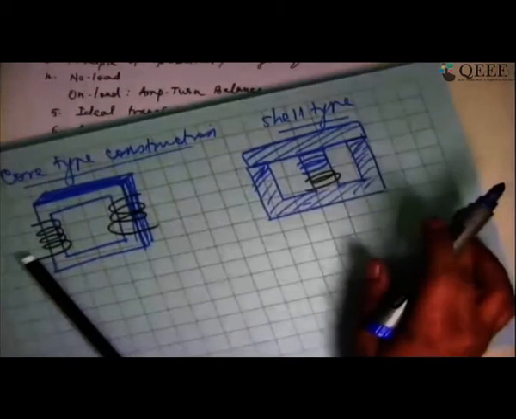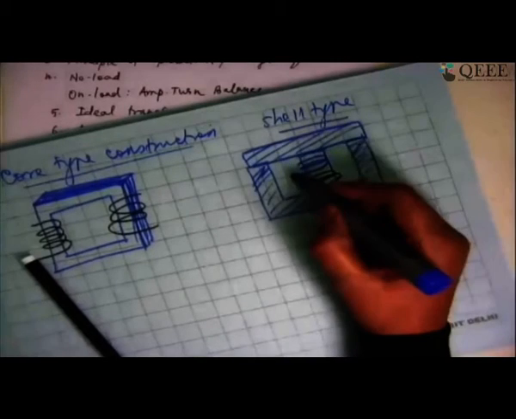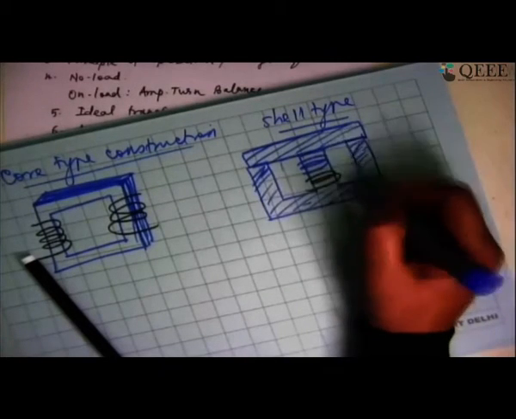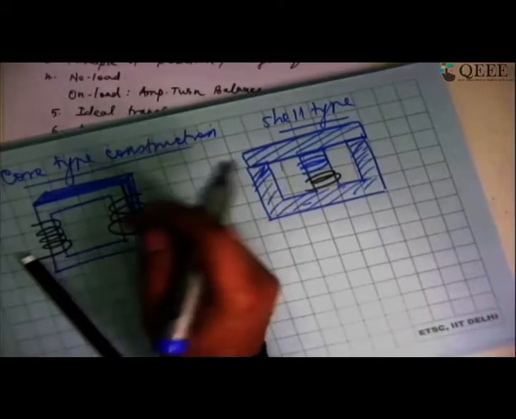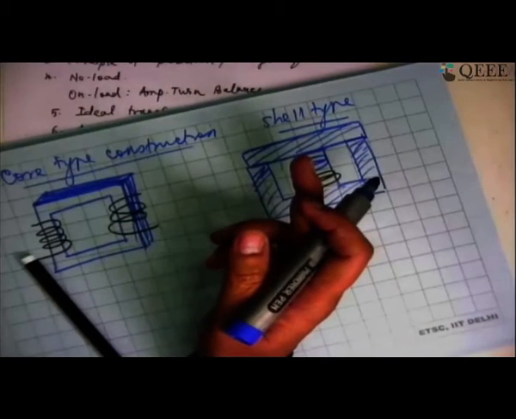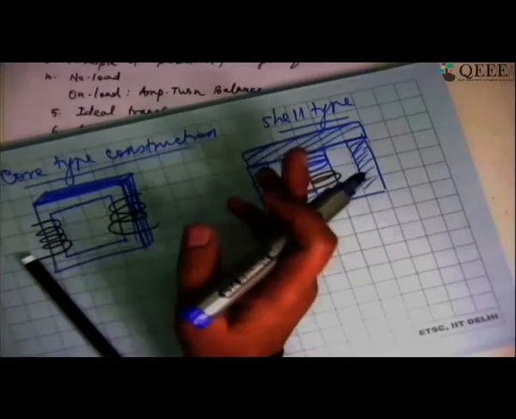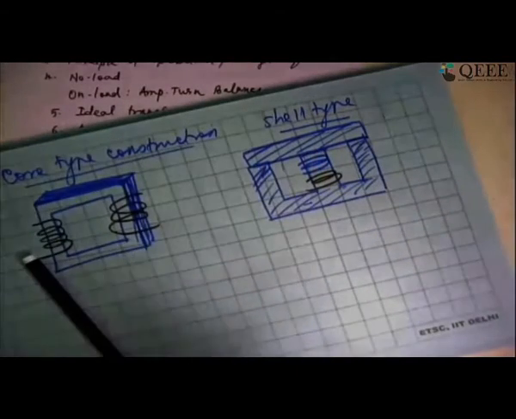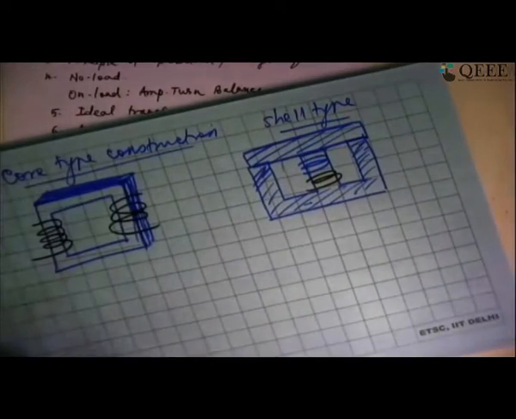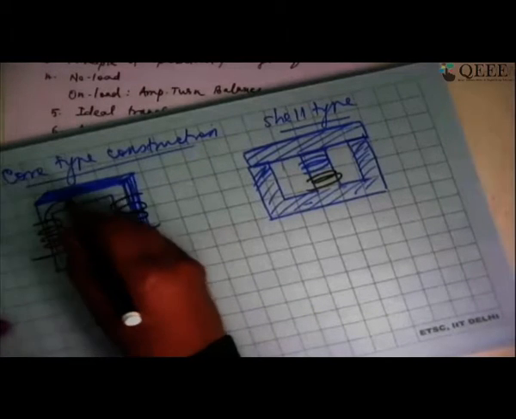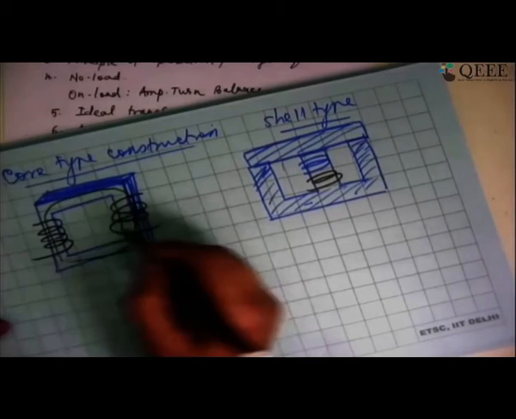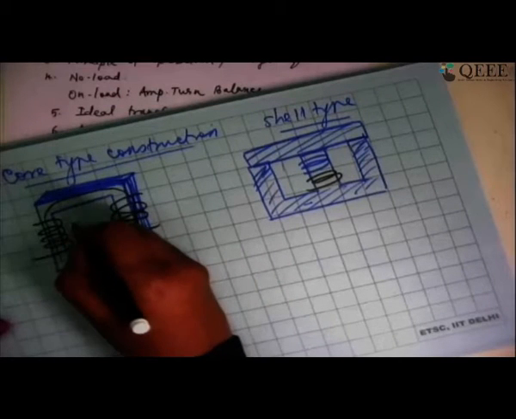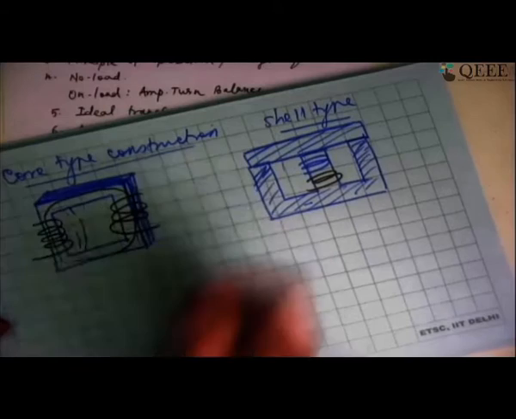Shell type construction is used wherever we do not want much air in between, whereas core type construction is used wherever I do not mind the air in between. Air will definitely cause some amount of leakage of flux lines. I expect that all the flux produced by the primary should confine itself to the core itself, but that may not happen. Some of it might escape, which we call leaking of flux.